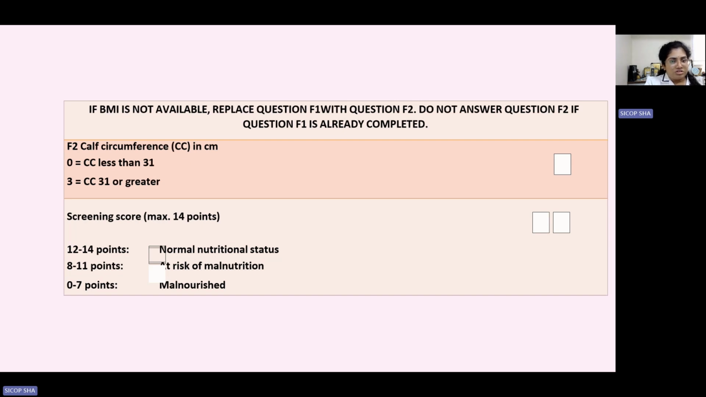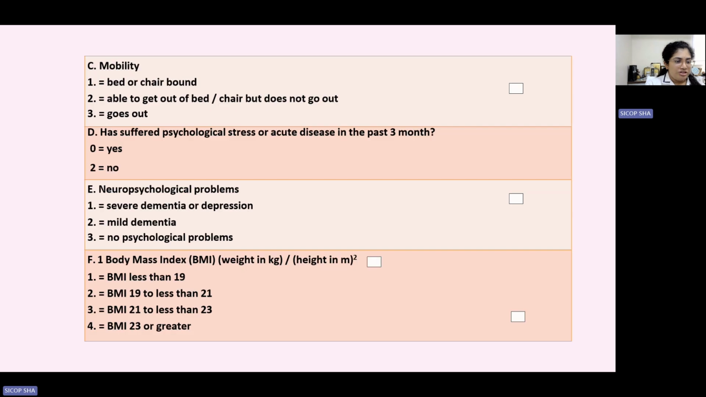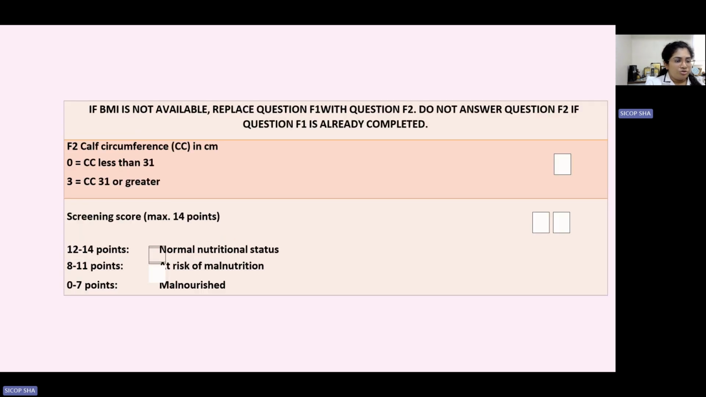Do not answer question F2 if question F1 is already completed. If we don't have any BMI, we can go for calf circumference measurement in centimeters. 0 is less than 31 and 3 is calf circumference 31 or greater. A screening score: if all the questions are scored between 12 to 14, it is normal nutritional status. 8 to 11 is at risk of malnutrition, and 0 to 7 points is malnourished.